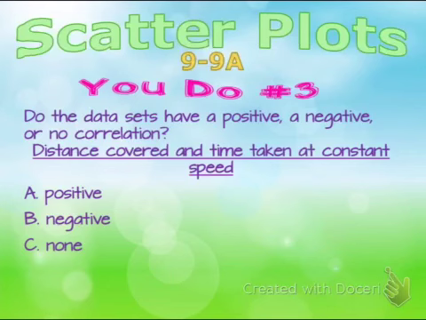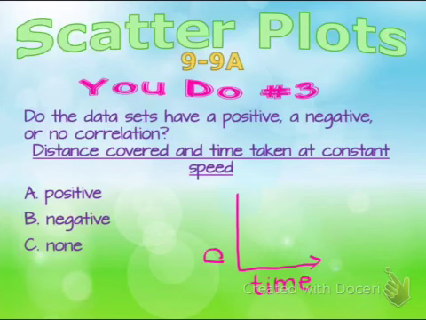Okay, this is a you do, number 3. I want you to analyze this situation. Think about the distance covered and the time that it takes at a constant speed. So for your graph, you're thinking about time down here, and then distance as you go a certain speed. So decide if that's going to have a positive, a negative, or little or no correlation.